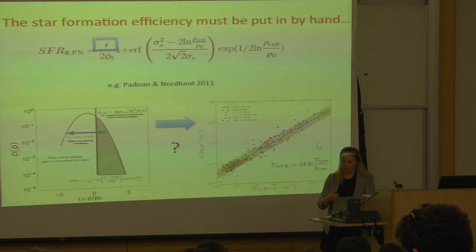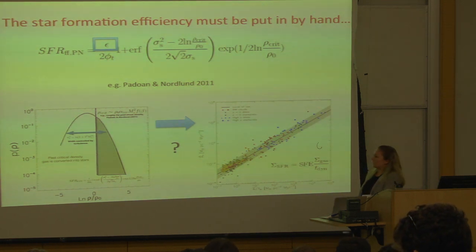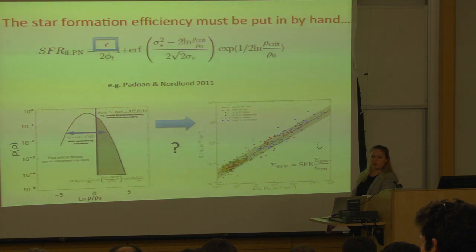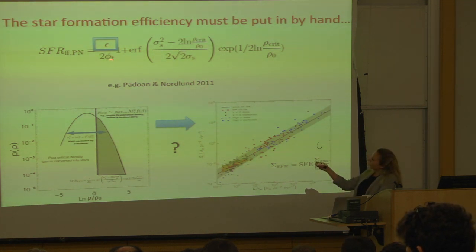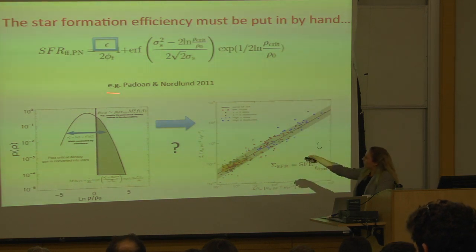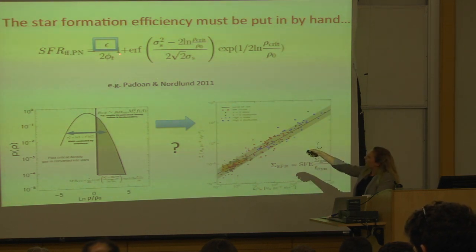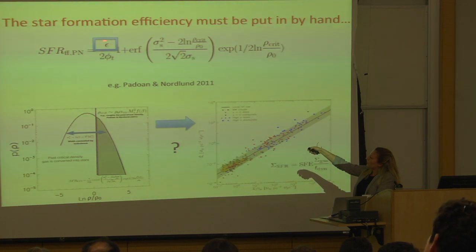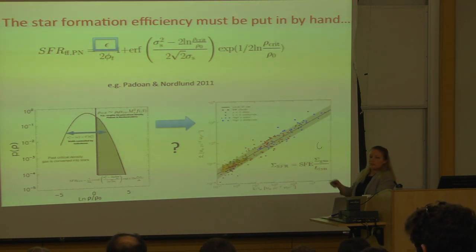Another challenge that I've been raising recently is this: when you go through these turbulent regulated star formation models, of which there have been hundreds of papers written over the last 15 years or so, they claim to predict things like the star formation efficiency. Well, when you see this expression, this is not to pick on one of them, but poor Paolo, I'm picking on his paper here. You go here and you see there's this epsilon term here.